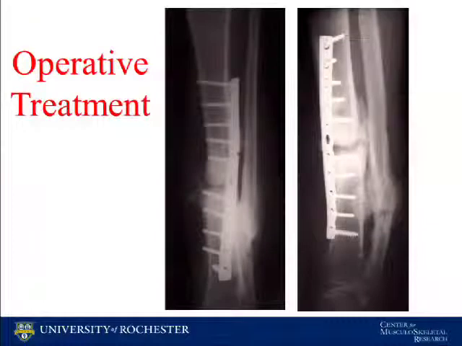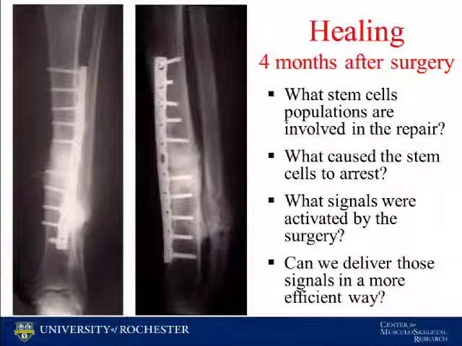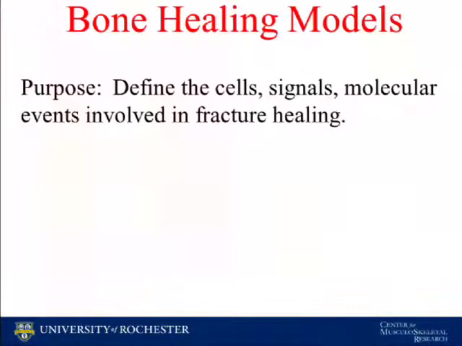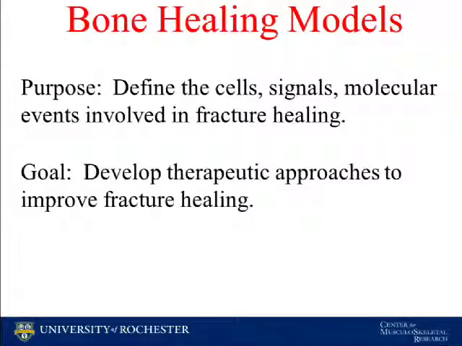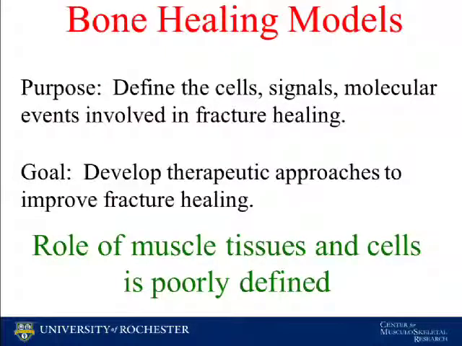And the question about this is what are the stem cell populations involved in this reparative process? Why did they arrest in this particular case? What are the signals that were activated simply by putting a plate and screw on and activating mechanical signals? And are there ways to deliver this more efficiently and effectively? And that's the purpose of bone healing models, to try to understand these cells and signals and molecular events to develop therapeutic approaches. And in the context of that, the role of muscle, tissues, and cells as yet remains very poorly defined.